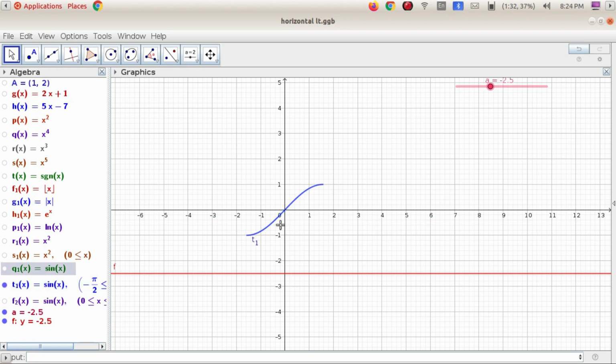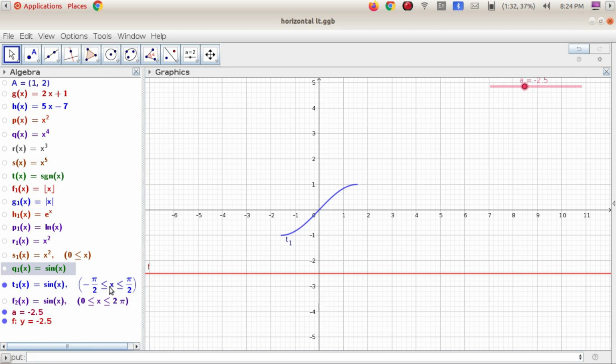Now this function is one-one on [-π/2, π/2]. When x is in between -π/2 and π/2, sin x is one-one. Now when we consider sin x in the interval 0 to π, it is not one-one.